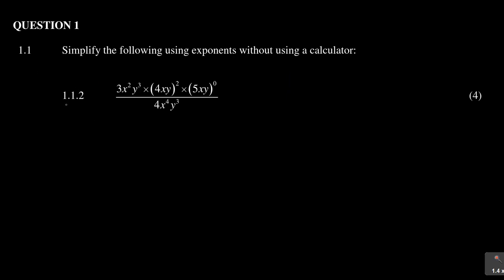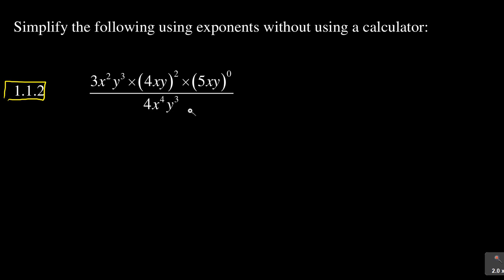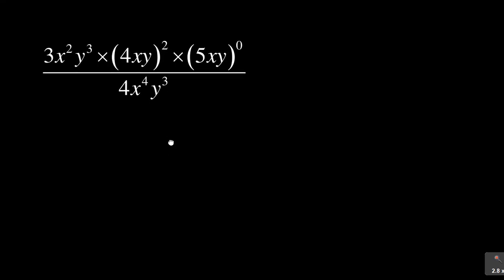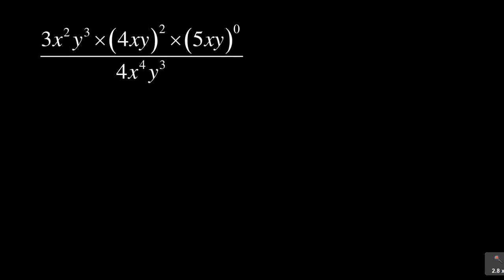Now question 1.1.2, in this case we are still continuing. It says we must simplify without using a calculator. This particular question was 4 marks. If I can expand my screen so that it can be visible, what am I having here? It says I must simplify this expression, and let me again have my working on the side.